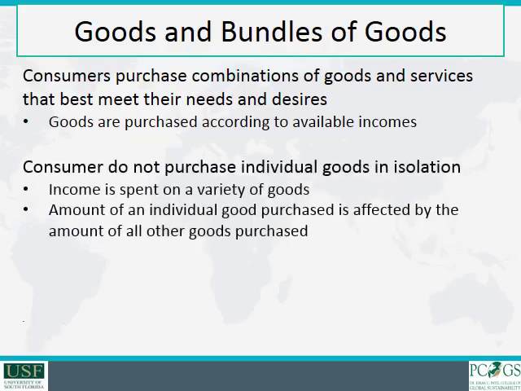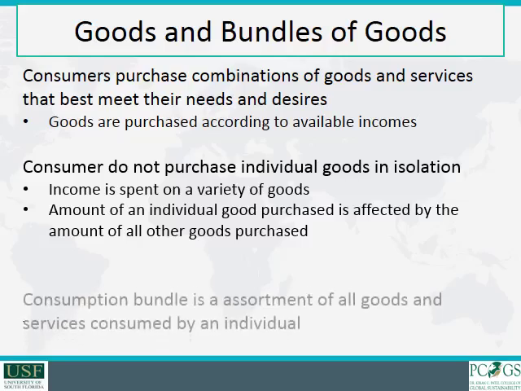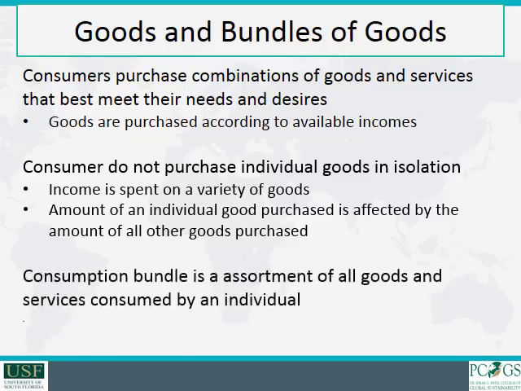Individual goods or services are not purchased in isolation. Instead, consumers dispense their income among a number of different goods, and the amount of a good a consumer purchases is affected by the amount of all other goods the consumer purchases. In addition to individual purchases a consumer may make, we need to consider the set of all goods and services that the individual consumes. This is referred to as a consumption bundle. An individual's consumption bundle is the assortment of all the goods and services consumed by that individual.